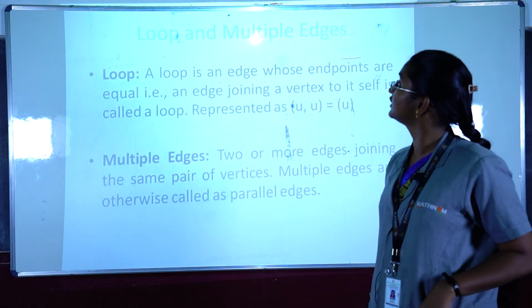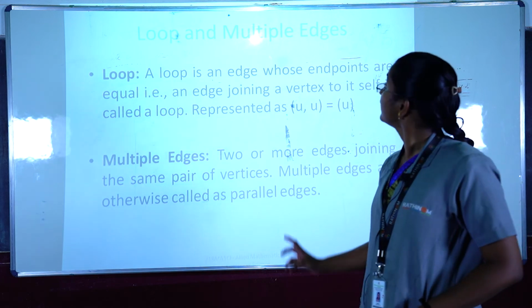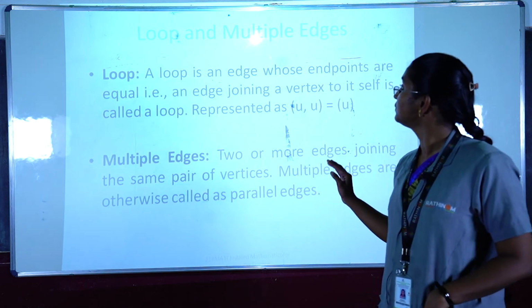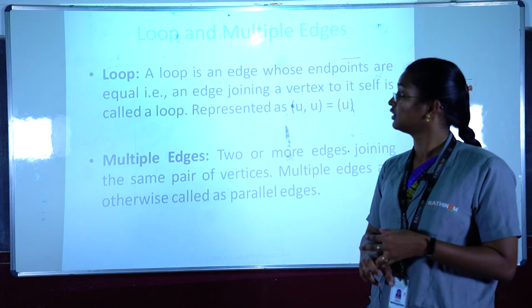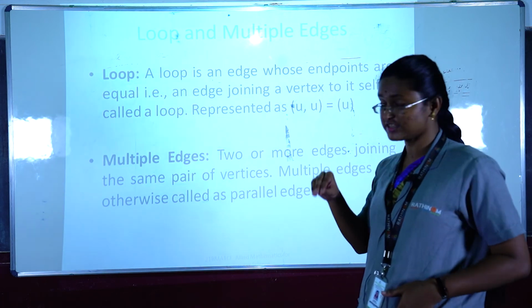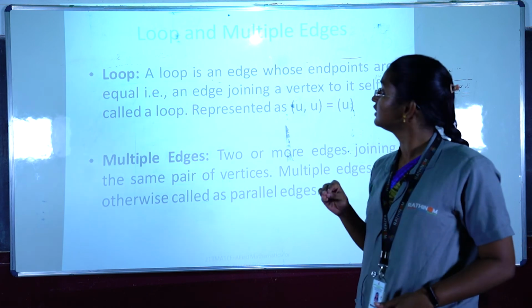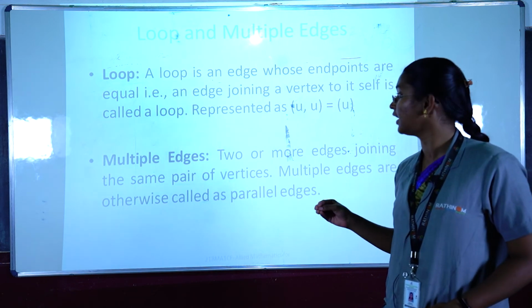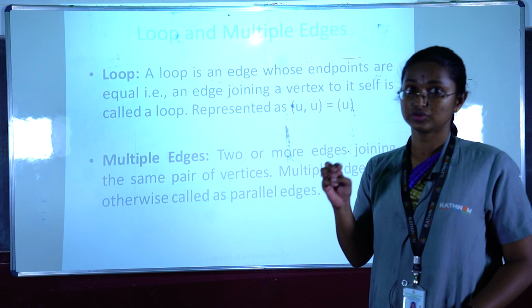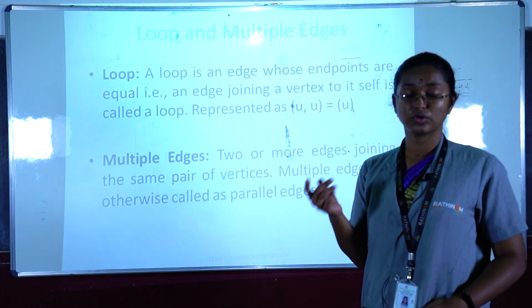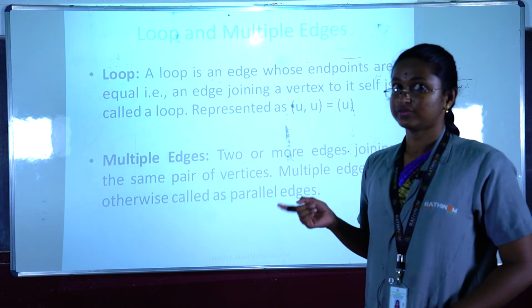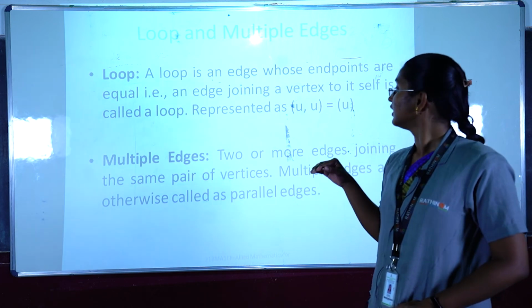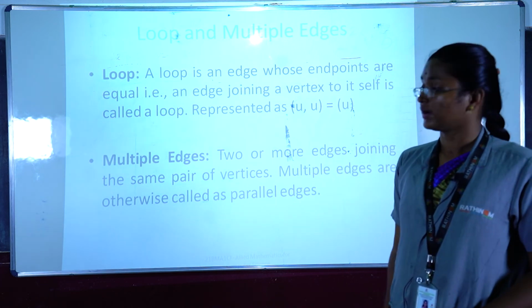Then loops and multiple edges. A loop is an edge whose starting and end vertices are equal. An edge starting and ending at the same vertex is called a loop. And for multiple edges, if two or more edges are joining the same pair of vertices, then the edges are called multiple edges.